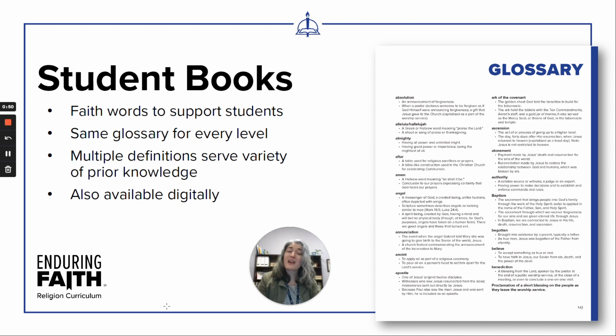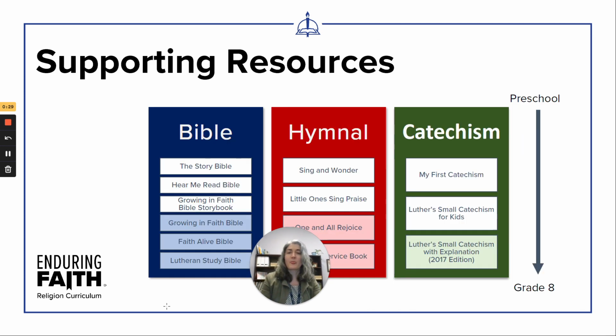We really care about the glossary here. It's the same glossary for every single level, because we know you might have a transfer student in 5th and 6th grade with very little Bible training. So we have a variety of meanings per word, so that hopefully students who learn and grow at different levels and different backgrounds can still feel equipped with some of the Bible words that we use.